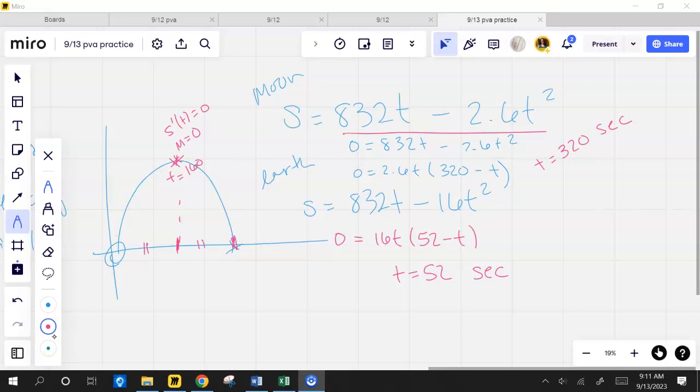Okay, so let's take this a step further. All right, so on the moon, the bullet goes up, right? It takes 320 seconds for it to fall back down to the ground. But on the Earth, it only takes 52 seconds. So now let me ask you, and you've already done this work, so don't tell everybody mine. But what is the maximum height the bullet reaches on the moon versus the maximum height it reaches on the Earth? Do it with calculus.